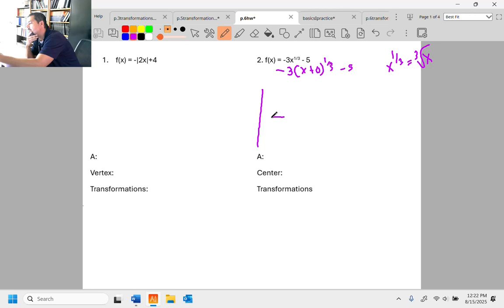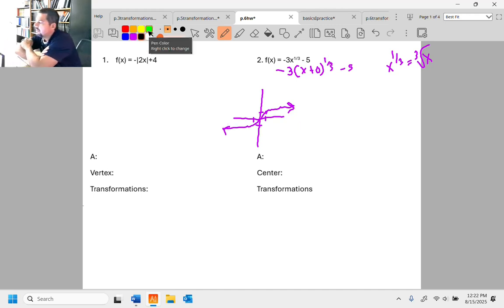Now the instruction set was to graph mom. So I'm going to graph mom first. This is mom. That's what mom looks like. For some reason my hand's a little shaky right now, probably too much caffeine. And let's graph the child.